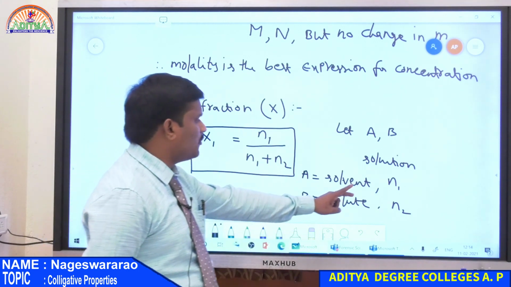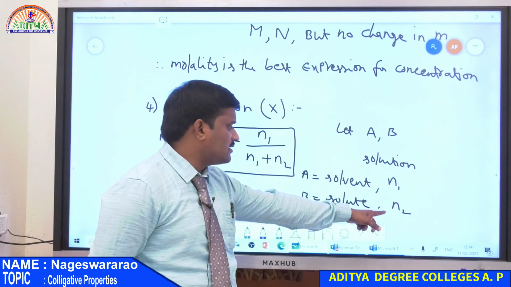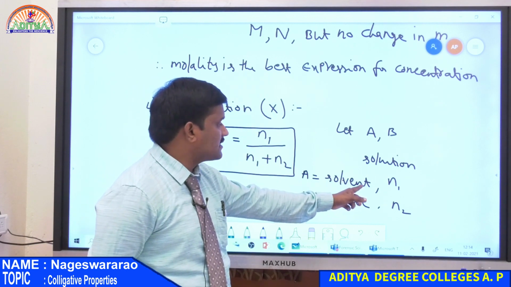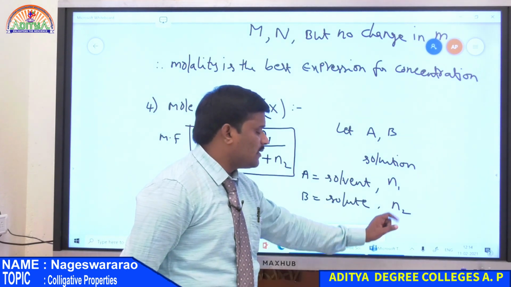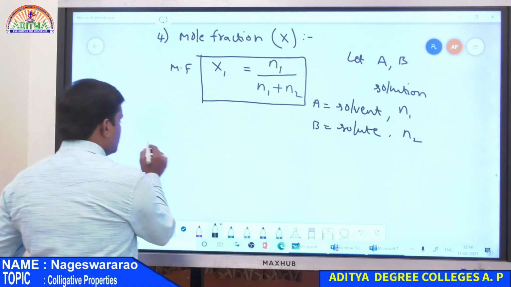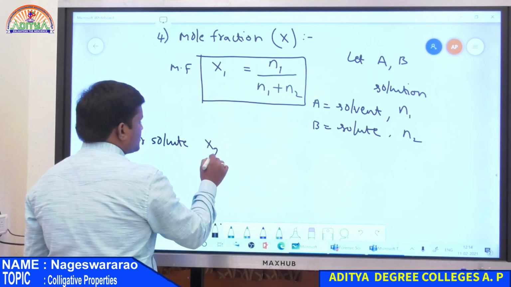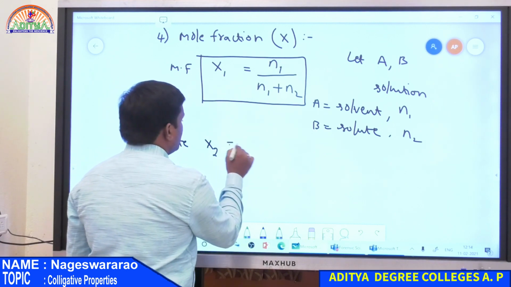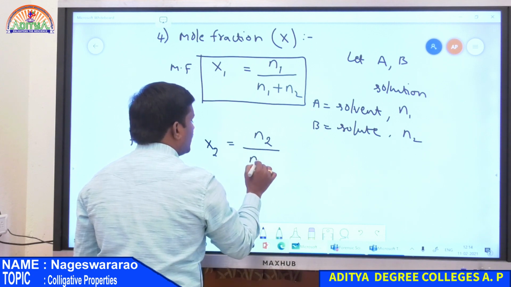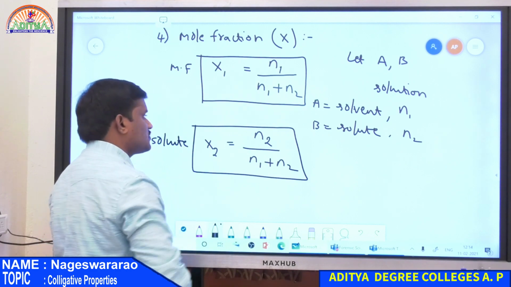So here there are two components, A and B. It is having N1 number of moles and N2 number of moles. Therefore, the mole fraction of solvent is given by N1 divided by N1 plus N2. Similarly, for solute, the mole fraction is denoted by X2, and it is given by number of moles of solute, that is N2 divided by N1 plus N2. So this is the mole fraction for solute.